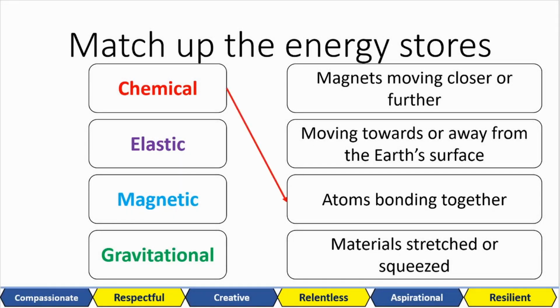Chemical, atoms bonding together. Elastic, materials being stretched or squeezed. Magnetic, magnets moving closer or further away from each other. Gravitational, moving towards or away from the Earth's surface. Technically, this could also be the surface of a moon or any planet or star as well.